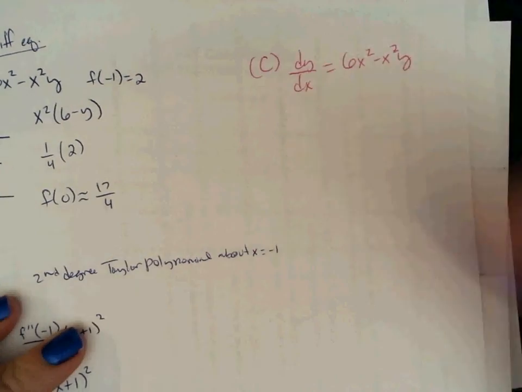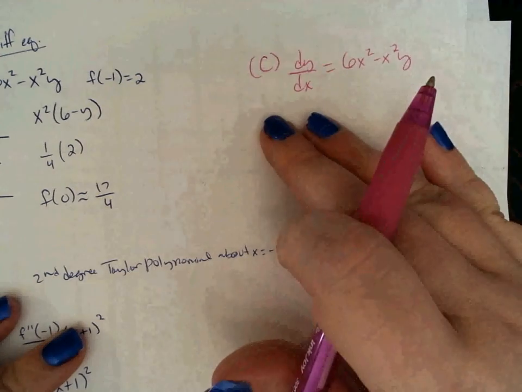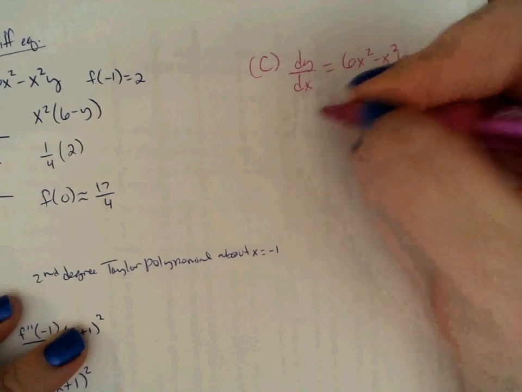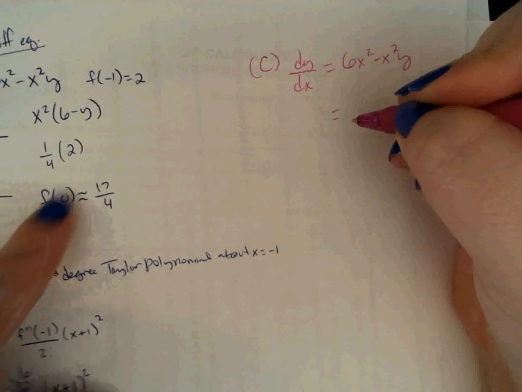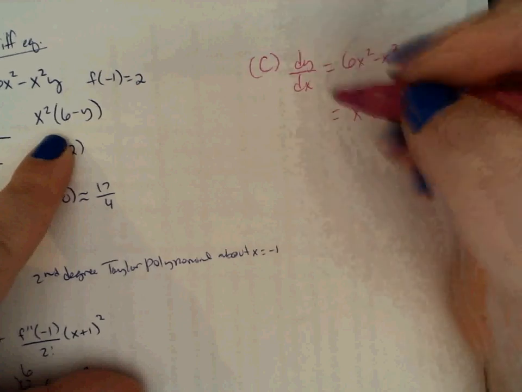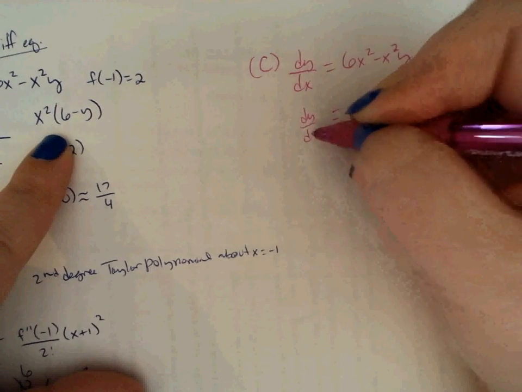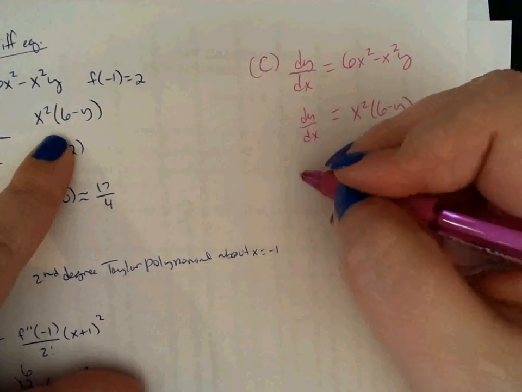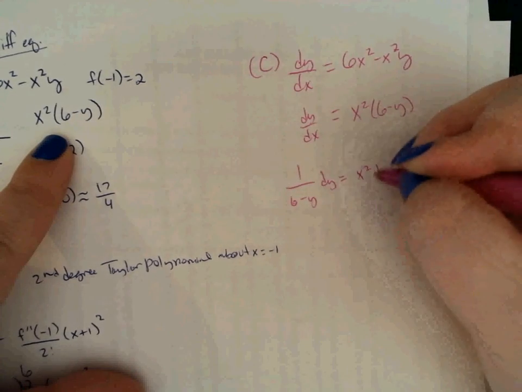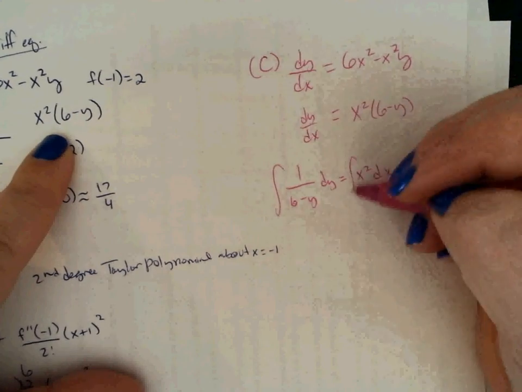So I need to get x's on this side and y's on this side. So I cannot add this over. Just don't forget, you can only use multiplication and division. So we're going to go ahead and do what I did here where I factored it out. X squared times 6 minus y. And then we're going to divide by 6 minus y, so 1 over 6 minus y dy equals x squared dx, and then we're going to integrate.